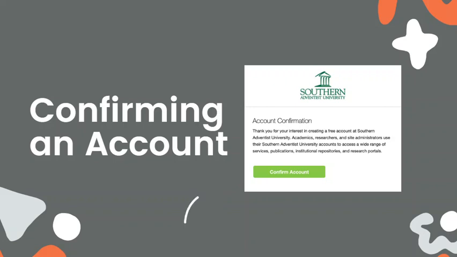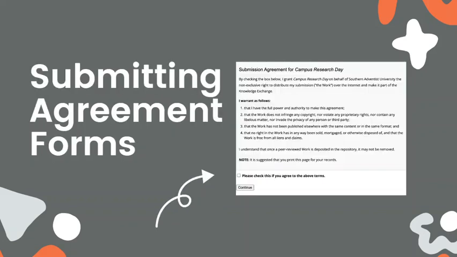To confirm your account and proceed with signing up to Campus Research Day, click the green button labeled Confirm Your Account. The submission agreement form, like this one, will then be displayed. Remember to take a moment to review this agreement before checking the agreement box, which is located near the bottom of the screen. The submission form will then load.